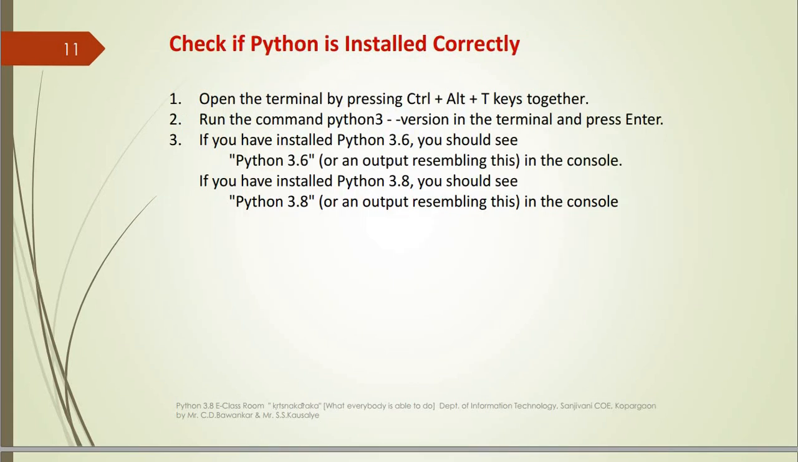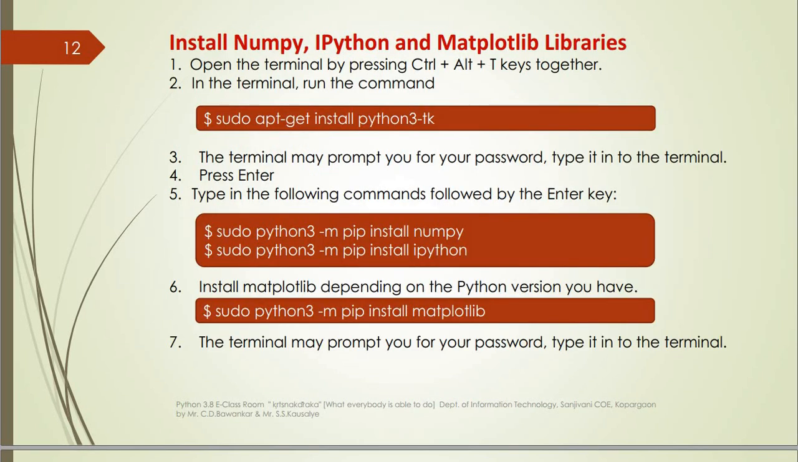Check if Python is installed correctly. For this, open the terminal by pressing Ctrl+Alt+T together. Run the command python3 --version in the terminal and press enter. If you have installed Python 3.6, you will get the prompt as Python 3.6. If you have successfully installed 3.8, then you will get the prompt as Python 3.8 in your console.